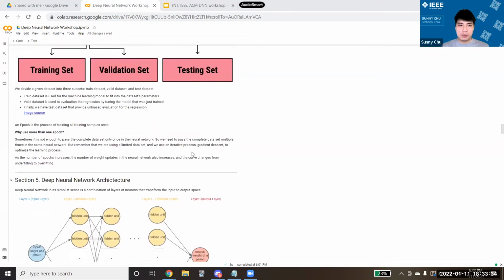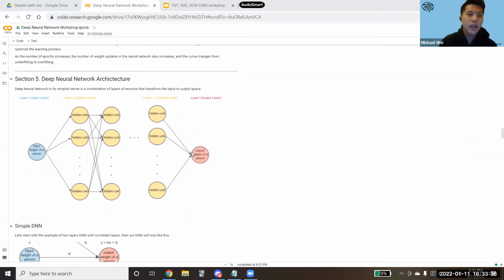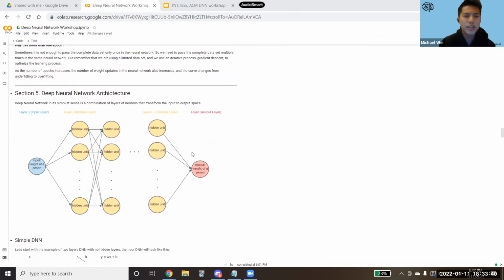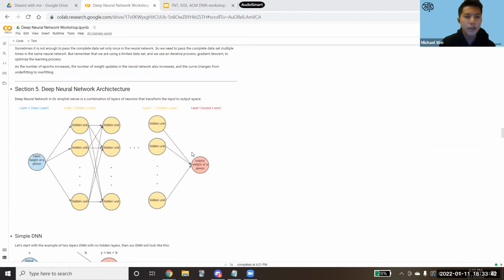Yes. Okay, now we have covered gradient descent optimization, as well as some hyperparameters such as learning rate and epoch. I think we are ready to start going over the deep neural network architecture. So let's take a step back and zoom out a little bit.